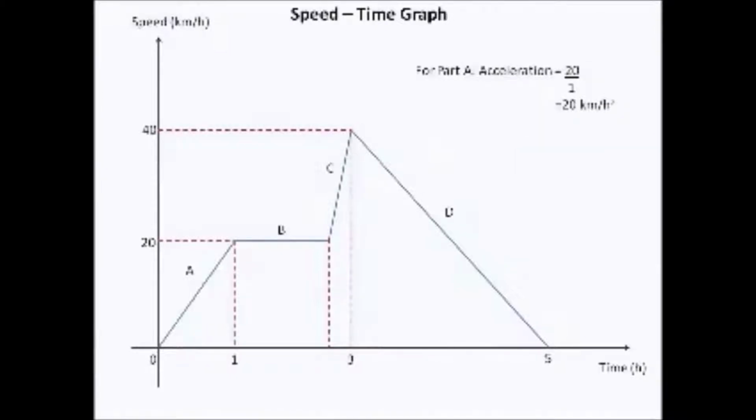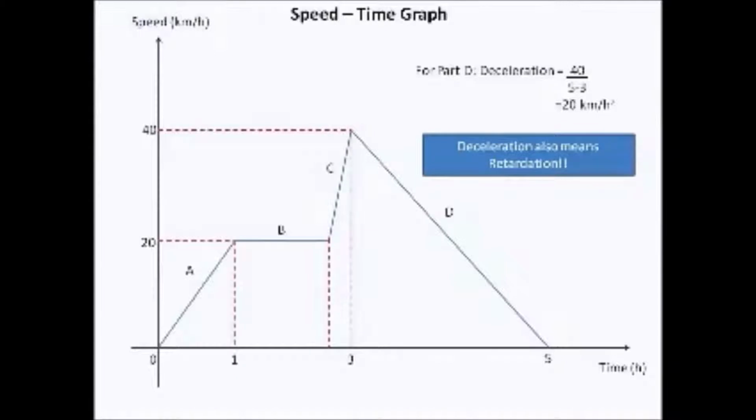Now let's take a look at the following graph and do a very simple example. Look at the graph and focus at region A. For part A, to find the acceleration is to find the gradient. So we are going to use the change in y over the change in x. Very simply, we are going to use 20 divided by 1 to get 20 kilometers per hour square. That would be the acceleration for part A.